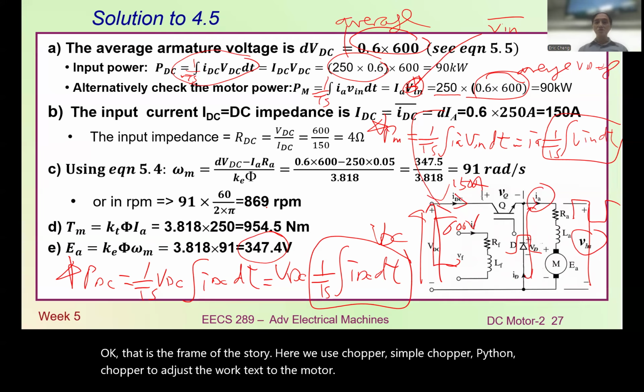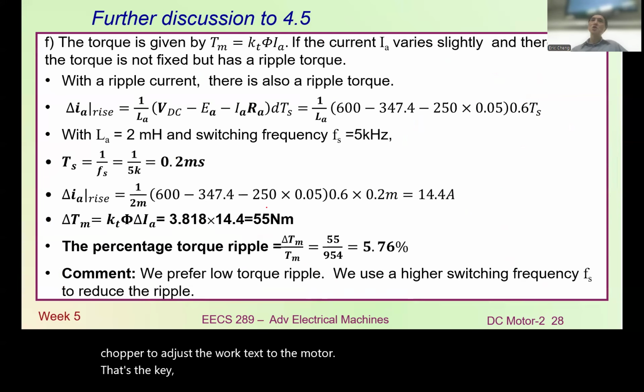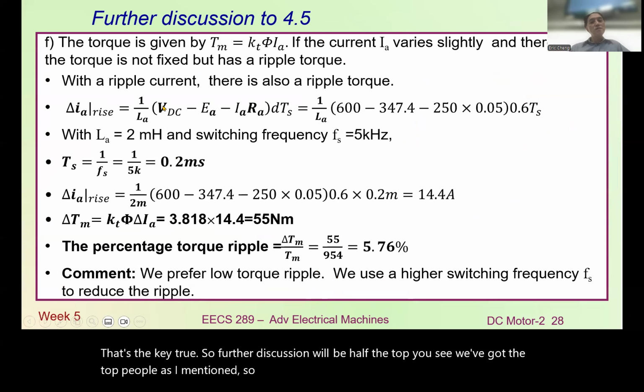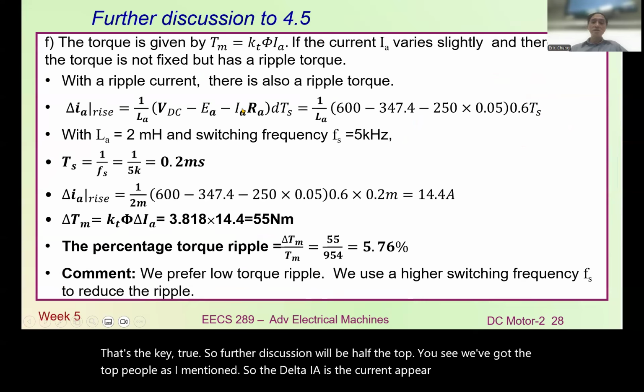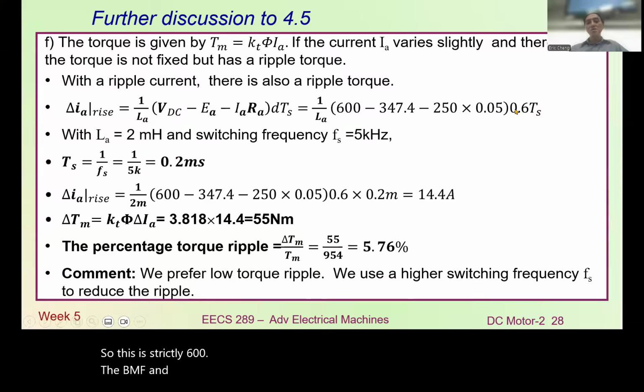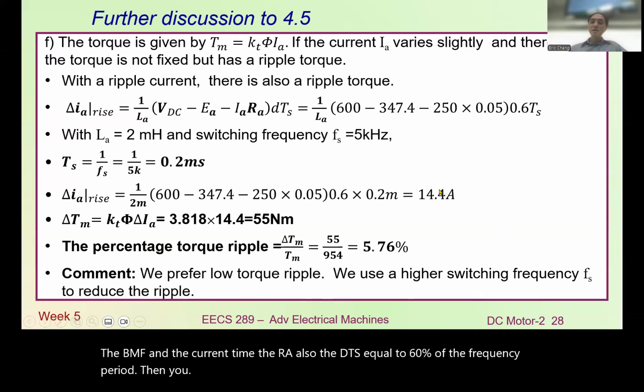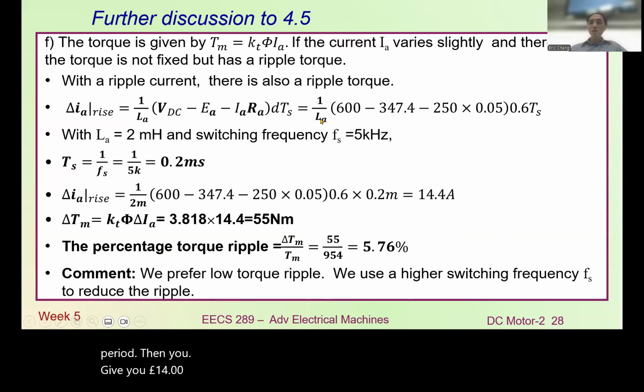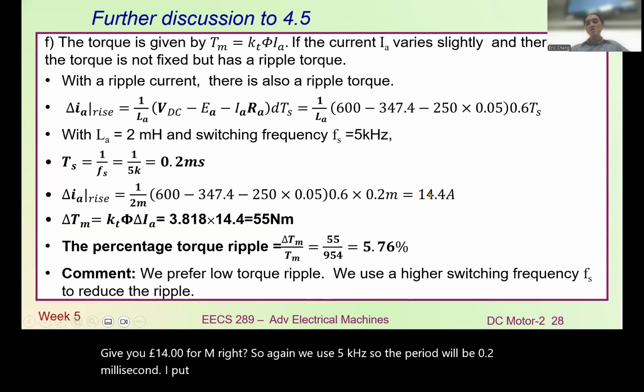That's the key. Further discussion will be about the torque. You see we got the torque ripple, as I mentioned. So delta IA is the current ripple appearing in the motor current. This is strictly 600 minus the back EMF and the current times RA, also the DTs equal to 60% of the switching period. Then that gives you 14.4 amp. Again, we use 5 kilohertz, so the period will be 0.2 milliseconds. I put all the parameters in here. So 14.4 amp is the peak-to-peak current ripple.